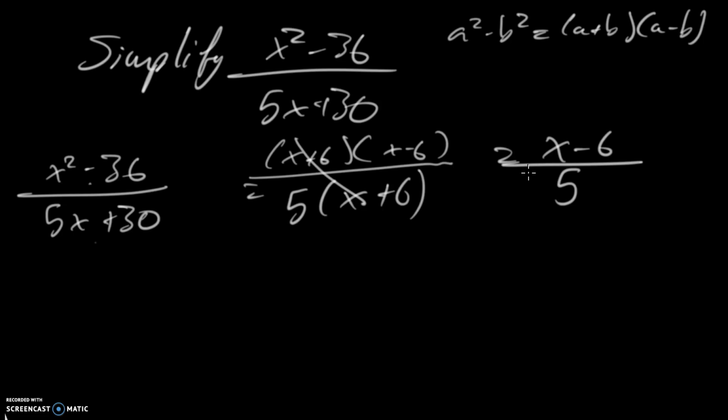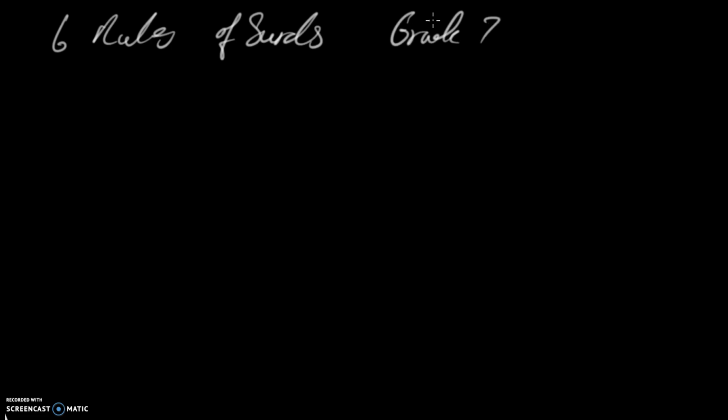If you've got that right, well done. You've done a grade 6 DOTS question. Now we're going to be going on to surds. Surds are quite difficult, but once you've got your head around them, they're very easy. So we're going to go through the 6 rules of surds. This is grade 7.